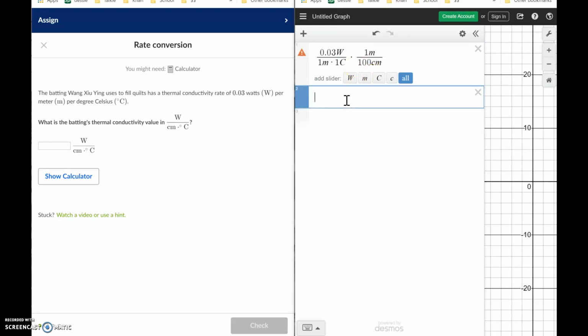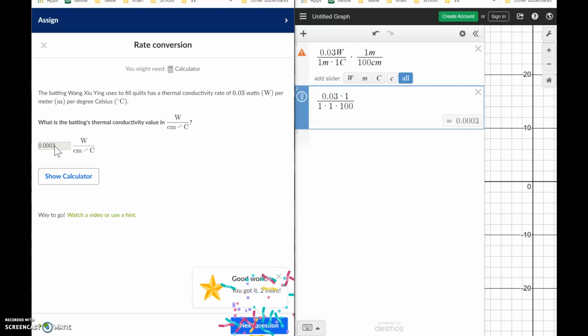And now we're just going to go ahead and quickly do the math. So 0.03 times 1, and we're dividing that by 1 times 1 times 100. So we get 0.0003, and that's how you do it.